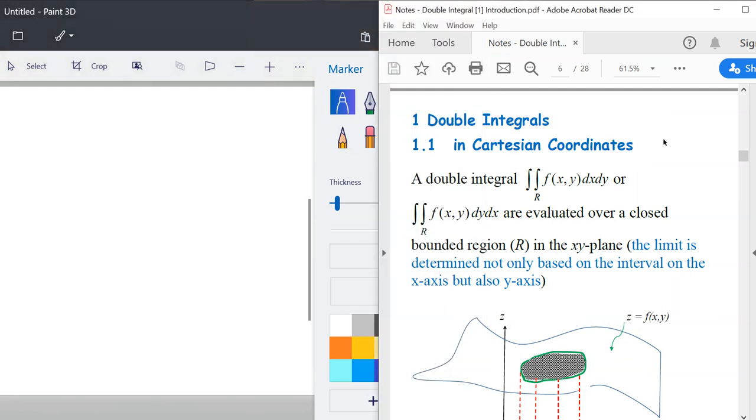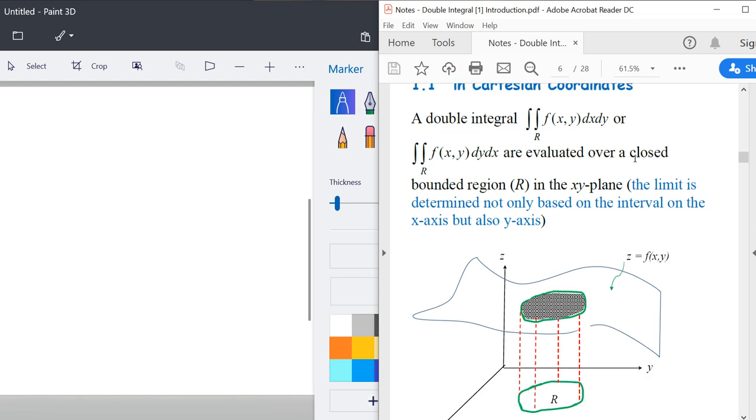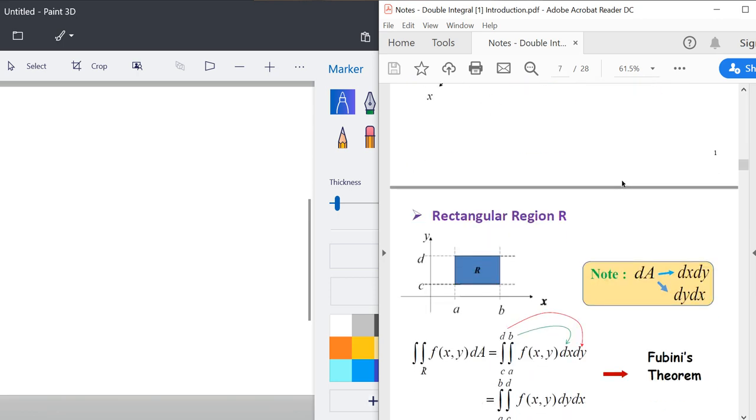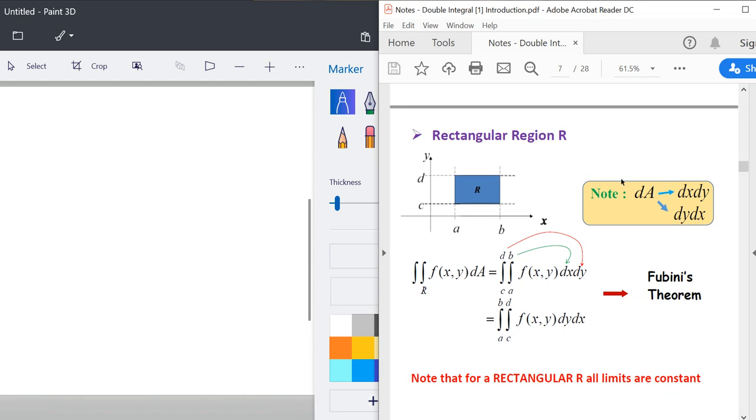So today we're going to go through double integrals. In this syllabus we are focusing on a function with more than one independent variable. For a double integral, we integrate with respect to both x and y. Let's take a look at the first part, the rectangular region, where all limits are constants.